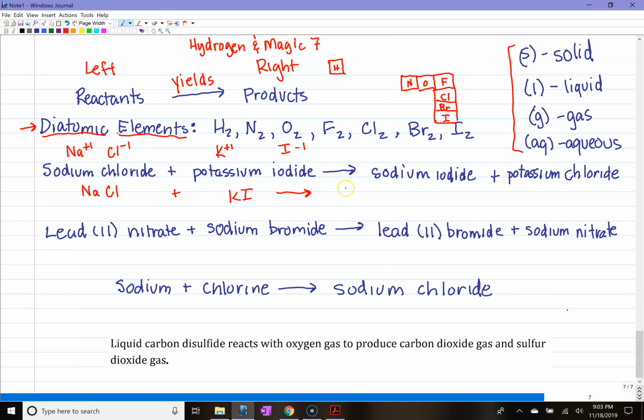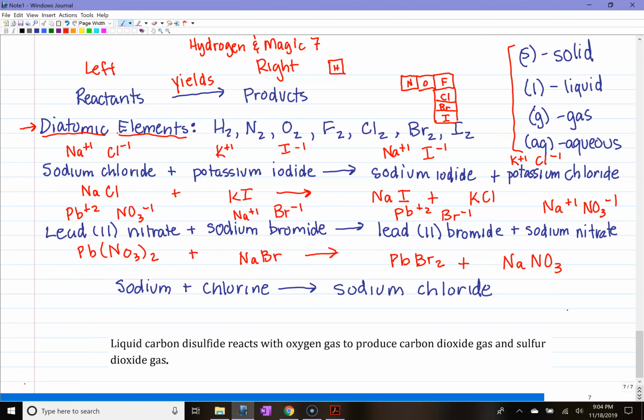Then I'm going to write my yields arrow. The bonds between these compounds are going to break, and they're going to reform into sodium iodide. Sodium has a +1 charge, iodine is -1, so it's going to be NaI, plus potassium is +1, chlorine is -1, and so it would be plus KCl. Go ahead and do the next one, and then come back to the video and check your answer.